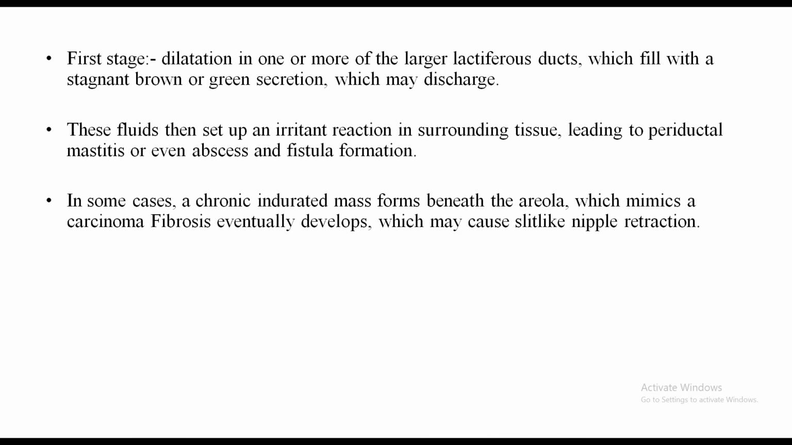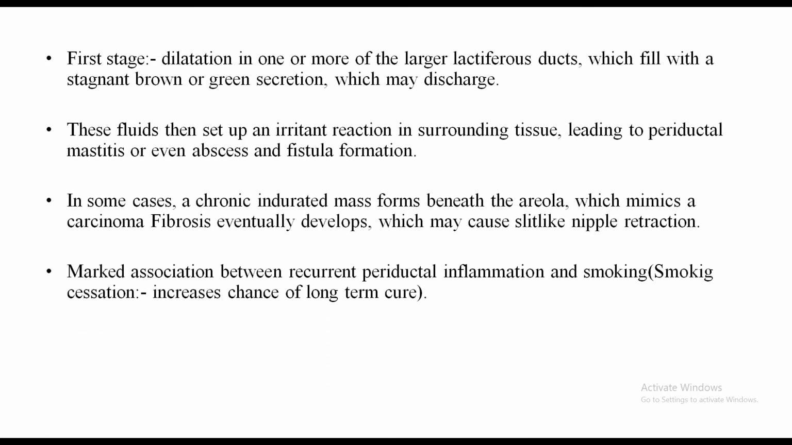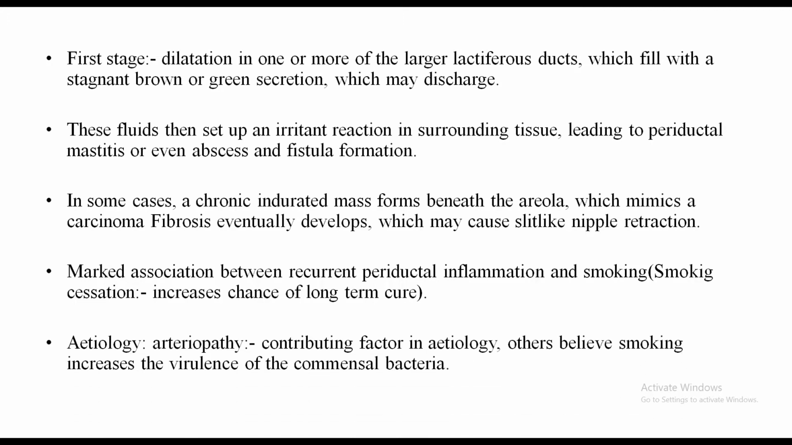Now in some cases a chronic indurated mass forms beneath the areola which mimics a carcinoma. Fibrosis usually develops, which may cause slit-like nipple retraction, which we have seen in the first slide. There is a marked association between recurrent periductal inflammation and smoking. You have seen this. A contributing factor in etiology is arteriopathy. Otherwise, some people believe that smoking increases the virulence of the commensal bacteria.